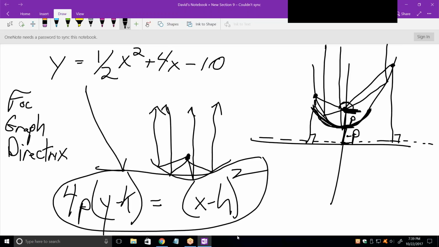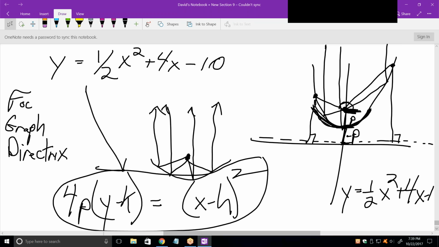So I've got to get it into this format. And let me just rewrite it over here so that I can scroll down.